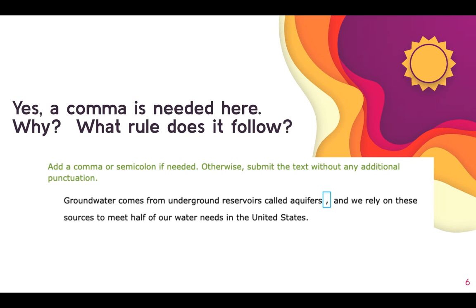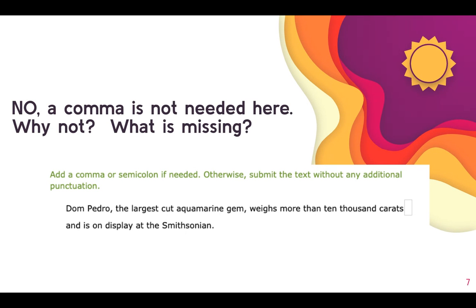So another one here that does need a comma is two independent clauses joined by the comma and a FANBOY. Groundwater comes is the subject and predicate in the first part, and we rely is the subject and predicate in the second part. So those two independent clauses are joined together with a comma. There is not a comma necessary in this example or the next one.